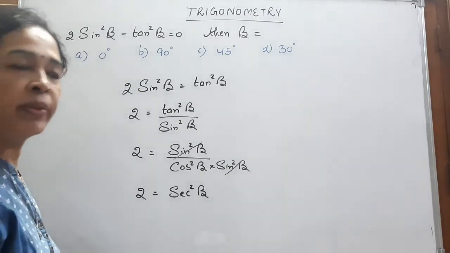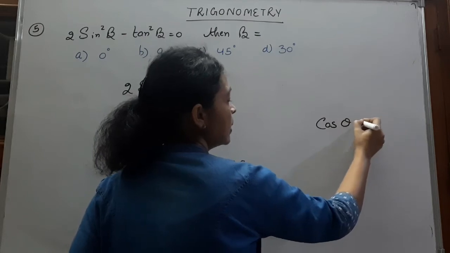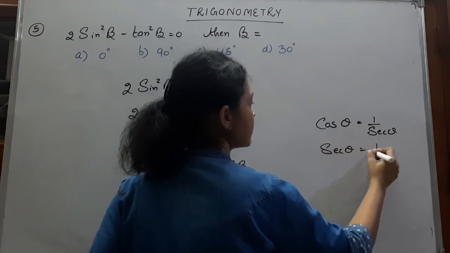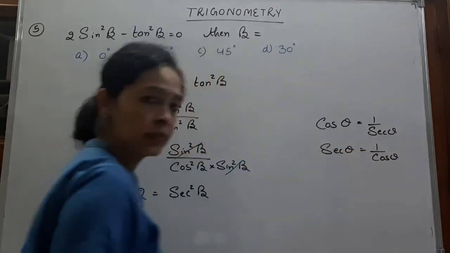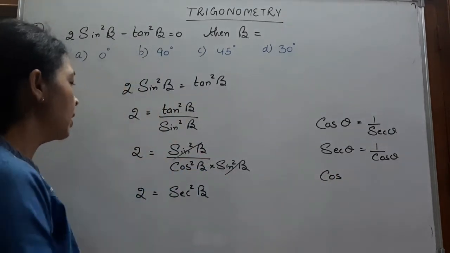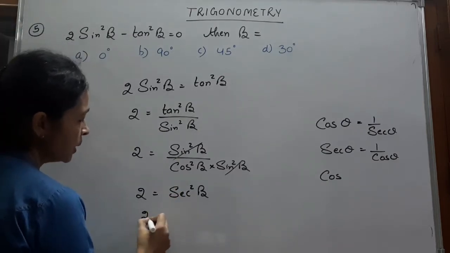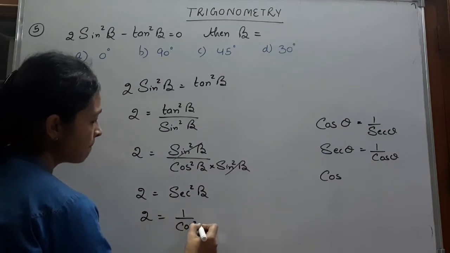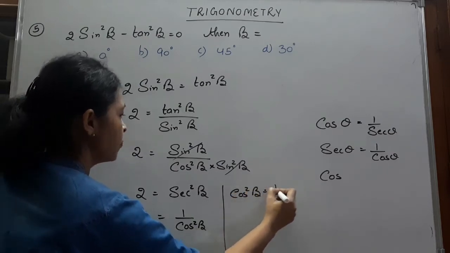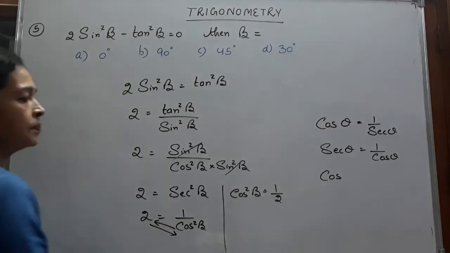Now what will be the value of beta? Actually we know cos theta equals 1 upon sec theta, or sec theta can be written as 1 upon cos theta. Clear? We have sec square beta. If we write in case of cos, so 2 equals 1 upon cos square beta. And what is the value of cos square beta? 1 by 2.